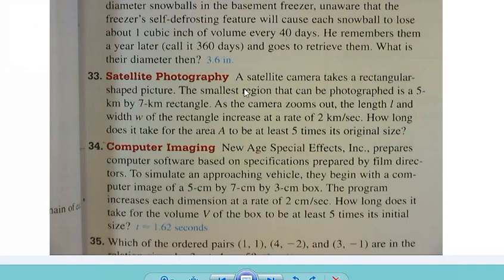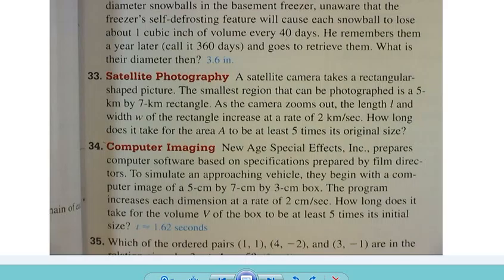Let's just read it out of the textbook. It says, Snowball's chance. Jake stores a small cache of 4-inch diameter snowballs in the basement freezer, unaware that the freezer self-defrosting feature will cause each snowball to lose about 1 cubic inch of volume every 40 days. He remembers them a year later, which is 360 days, right?